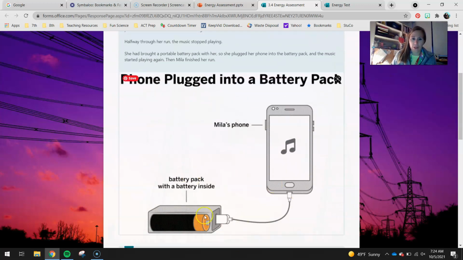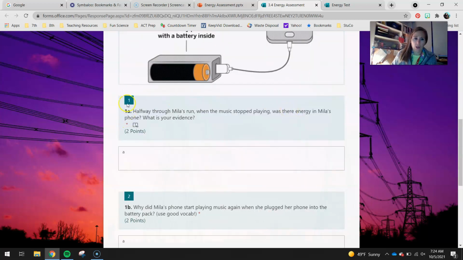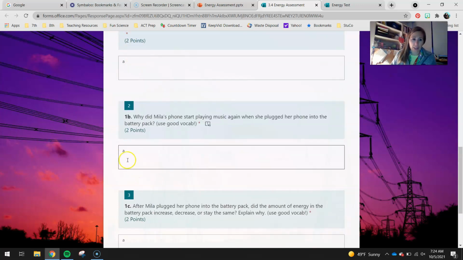All right, so here's a little image that shows the battery pack plugged into her phone. Okay, so question 1A. This is a short answer, so please make sure you use complete sentences. Wow, I can't talk today. All right, so 1A. Halfway through Mila's run, when the music stopped playing, was there energy in Mila's phone? So yes or no question there. And then what is your evidence? So describe your evidence. That's worth 2 points. Was there energy, yes or no? And what is your evidence for that energy?